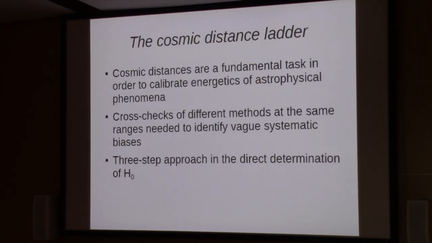So I think this is the summary of my talk. Obviously, cosmic distances are not only for the purpose of the Hubble constant determination, because they are fundamental in astronomy, also because we need them to calibrate energetics of any astrophysical phenomena. It is very important to cross-check different methods to look for potential systematic errors. As we can see, there might be some arguments between different teams or different determinations. And we need a three-step approach in this topic. But this is too direct because it's a cosmological model-independent determination, actually.